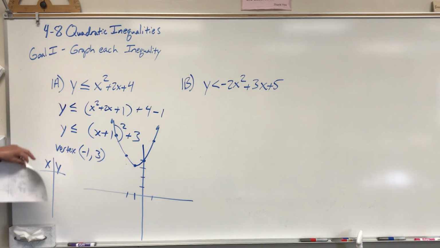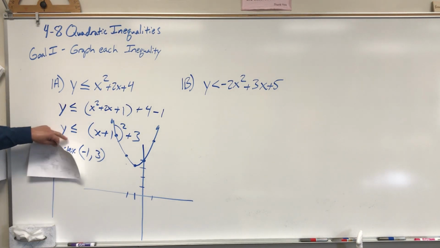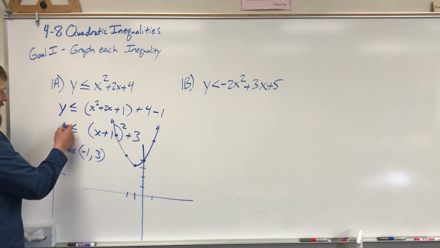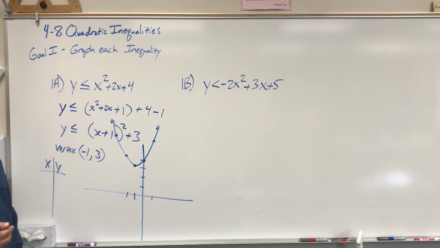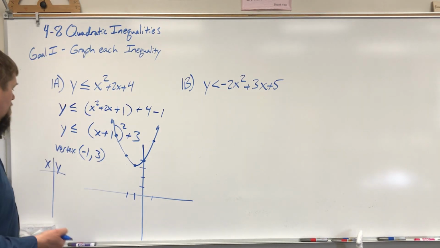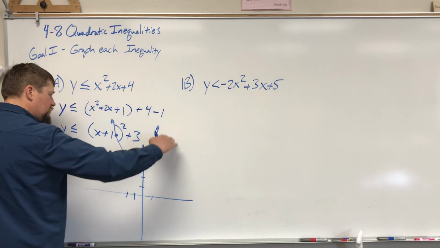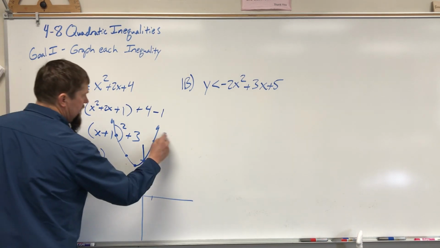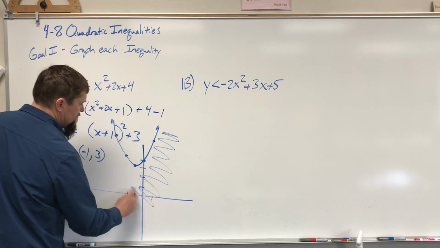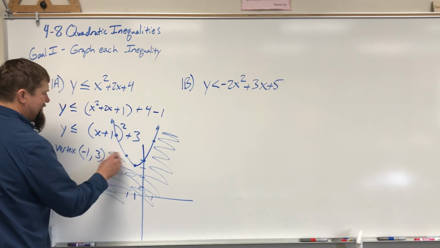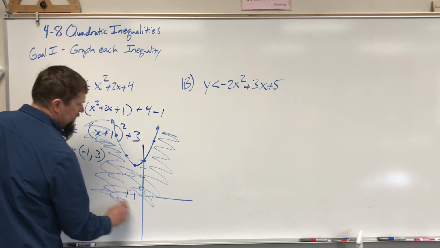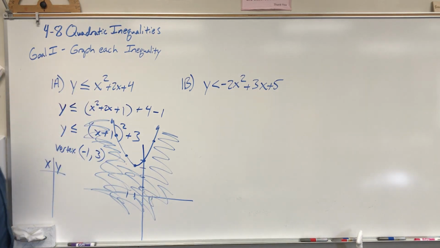Now, after that, I am going to use the fact that all y values are less than this parabola. Where y is less than is down here, which signifies the outside of the parabola. So the shaded region is any point on the outside of this parabola or below it.